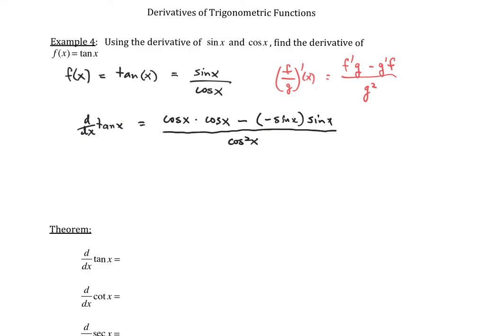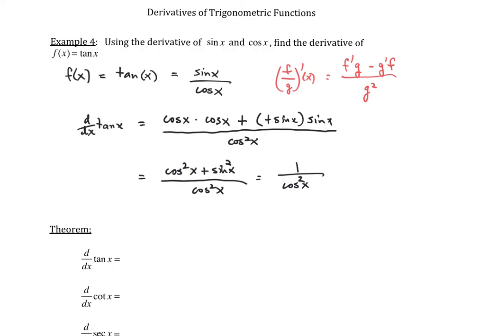Now, we see that we have a negative times a negative in the numerator, so that's going to make that positive. And when we simplify, the numerator is going to be cosine squared x plus sine squared x, all divided by cosine squared x. When we look at the numerator, cosine squared x plus sine squared x, this is one of the most famous Pythagorean trig identities. That's equal to 1. So we get 1 over cosine squared x.